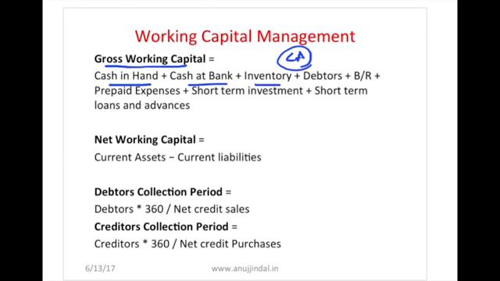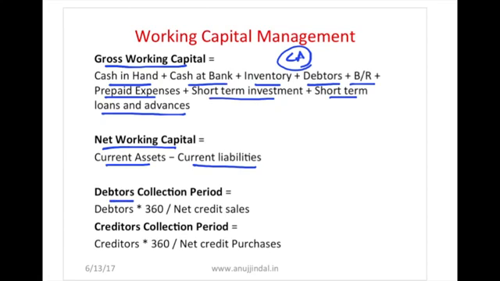So gross working capital is equal to current assets plus debtors plus bills receivable plus prepaid expenses plus short-term investments plus short-term loans and advances. So these are all current assets for an enterprise and therefore become part of gross working capital. Net working capital is current assets minus current liabilities.